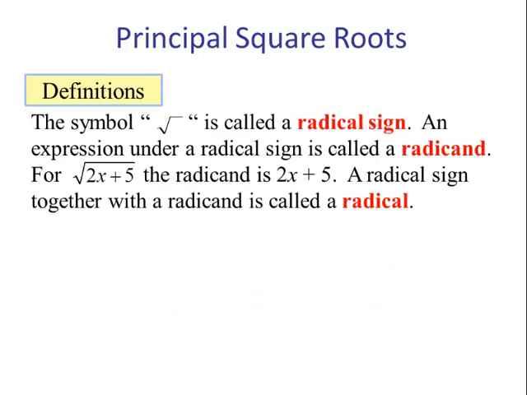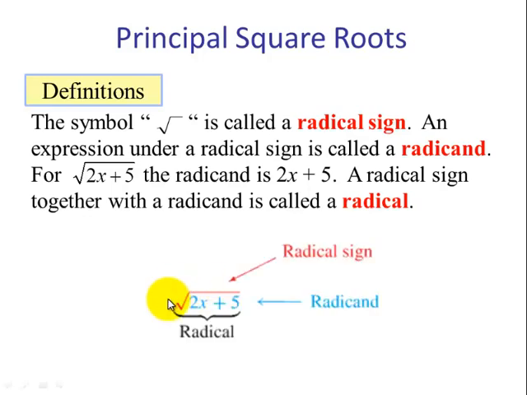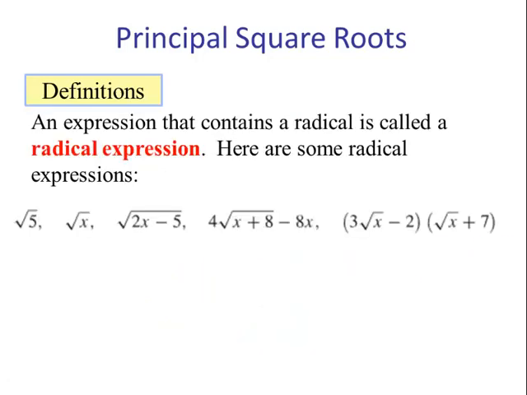Definitions: the symbol that we use for square root is called a radical sign. An expression under a radical sign is called a radicand. For the square root of 2x plus 5, the radicand is 2x plus 5. A radical sign together with a radicand is called a radical. So these two together make what's called a radical. An expression that contains a radical is called a radical expression.